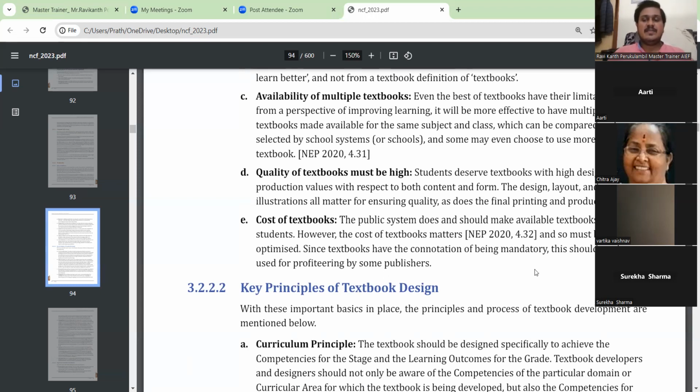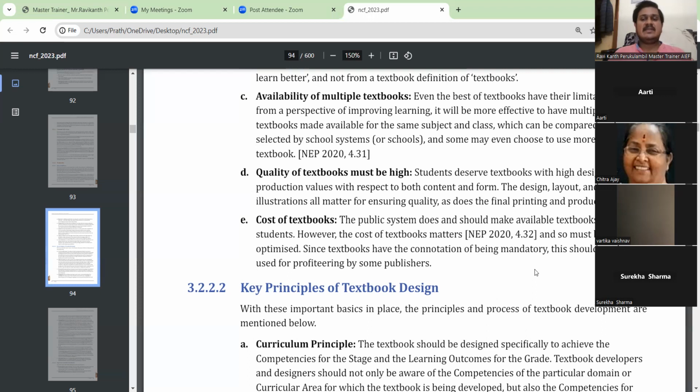Quality of textbooks must be high. Students deserve textbooks with high design and production value with respect to both content and form. The design, layout, and illustrations all matter for ensuring quality, as does the final printing and production. So all these things are to be kept in mind because children deserve the best books.